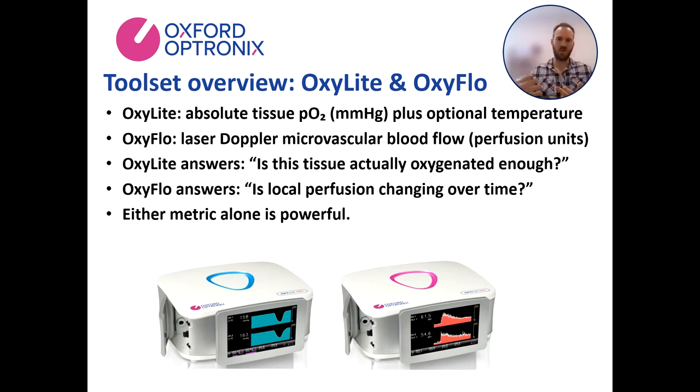The OxyFlo, or the red system, gives you microvascular perfusion using laser Doppler. It answers, is local perfusion changing? And when does it change? And it's worth saying this out loud: either metric on its own can be very strong. Lots of great studies use only oxygen or only flow. Having both just gives you more leverage when you're trying to explain a mechanism. So next, let's talk about how you collect these signals cleanly and why probe choice and co-localization matters.